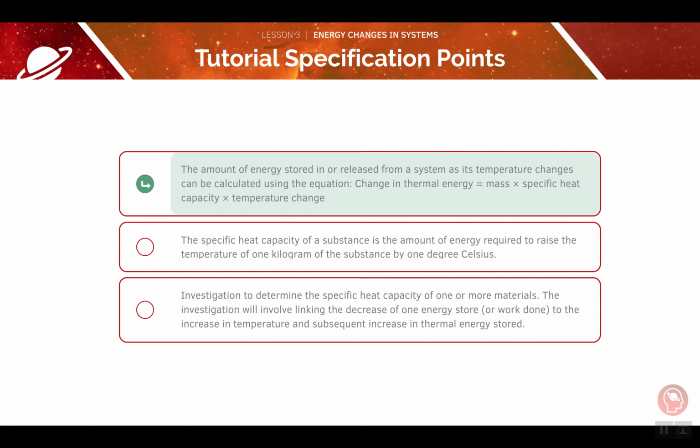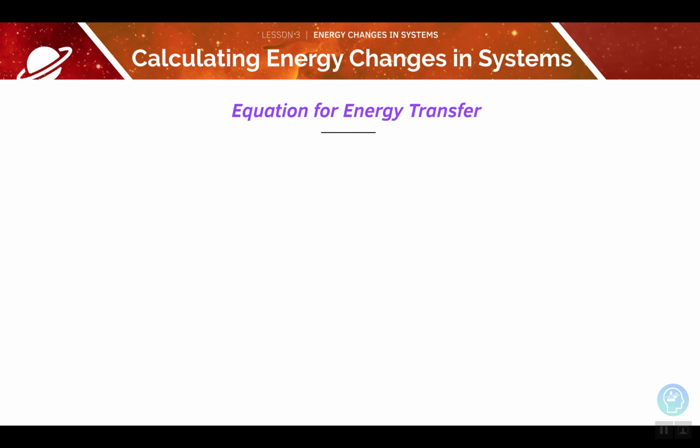We'll start by looking at how to work out the amount of heat energy lost from a system. We can calculate the amount of energy that is stored in or released from a system using the following equation. This will tell us the heat energy transferred in a particular reaction, whether it has been lost or gained.